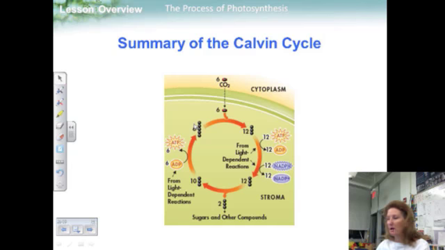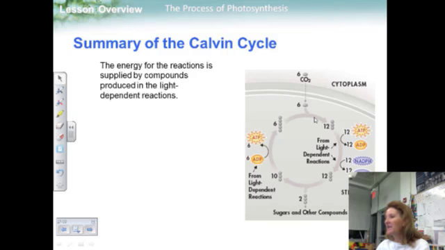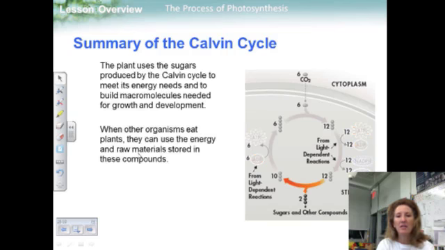So the Calvin cycle uses 6 molecules of carbon dioxide to produce a single 6-carbon sugar molecule. The energy for the reactions is supplied by compounds produced in the light-dependent reactions, ATP and NADPH. The plant uses the sugar produced by the Calvin cycle to meet its energy needs and to build macromolecules needed for growth and development. When other organisms eat the plants, they can use the energy and raw materials stored in these compounds. Yum! Makes you want to become a vegetarian, right? So healthy for you. Good stuff, man.